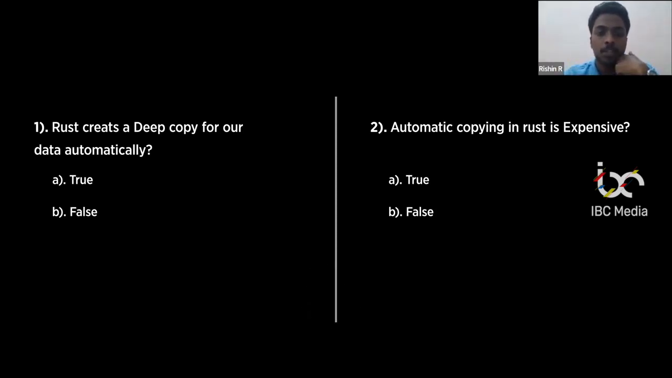So the first question was, state whether true or false: Rust creates a deep copy of our data automatically. The answer was false. The next question is, automatic copying in Rust is inexpensive. The answer is true. Okay. So automatic copying in Rust is inexpensive because Rust only takes shallow copies.